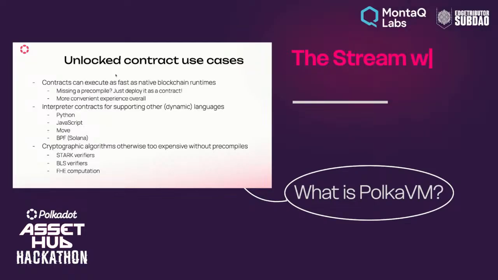So this unlocks new use cases that are so far not really possible. Instead of a parachain, you can write your code as a contract once the JIT compiler is available, because it will execute at around the same speed as your native WebAssembly code. If startup overhead is feasible for you, you can also have an interpreter contract.